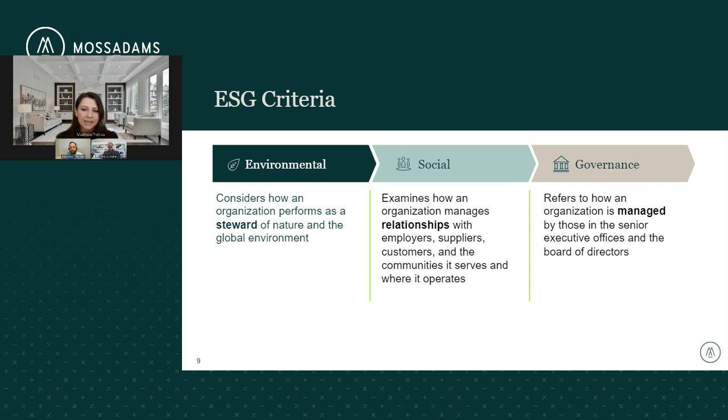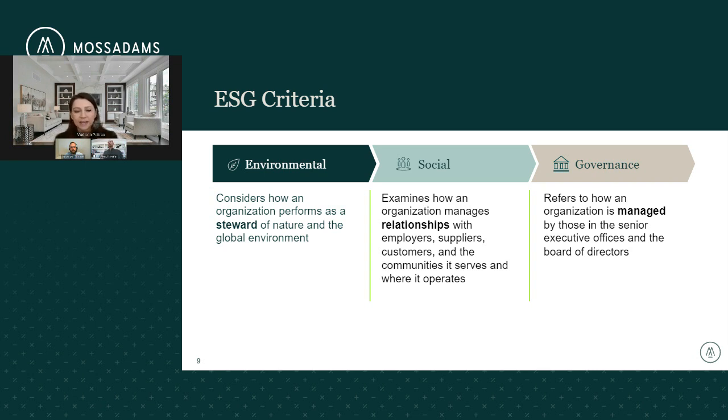It addresses not only the use of energy and physical resources, but also the transformation of the economy and the value chain. Now moving on to the S, the social, which examines how an organization manages relationships with employees, suppliers, customers, and the communities it serves and where it operates. It refers to resources contributed through relationships with humans. There are many ESG data points that relate to human resources. You also might hear it called human capital or human capital resources. These include information about employee turnover, diversity, and training. It can also include the protection of personal data that an organization collects.